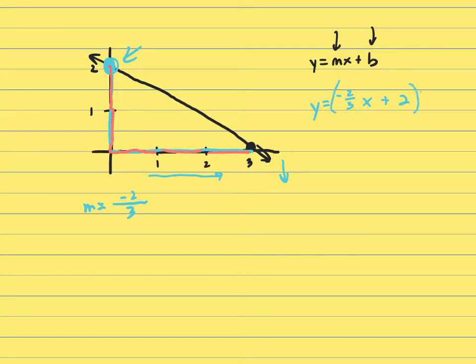So let's multiply every term on both sides by 3. And that's 3y equals -2x plus 6. Now let's add 2x to both sides. That gives me 2x plus 3y equals 6. That's answer B.